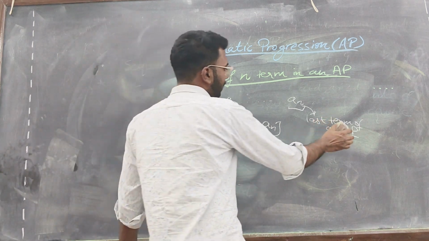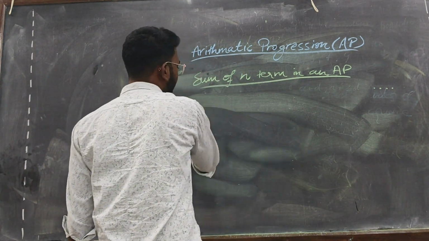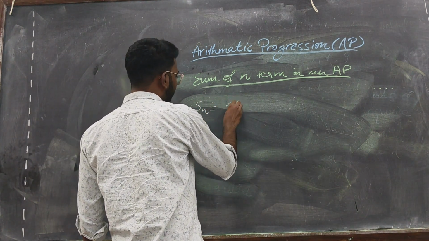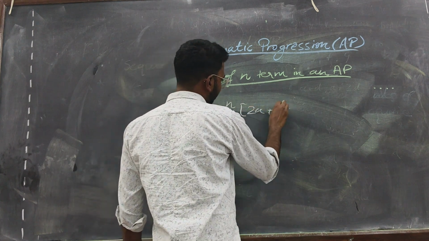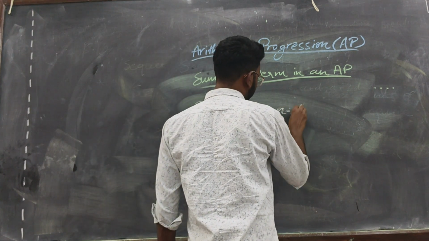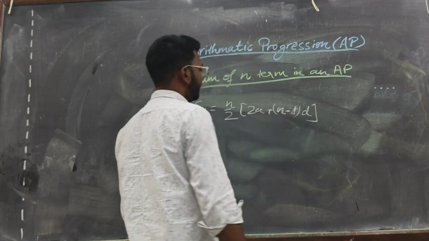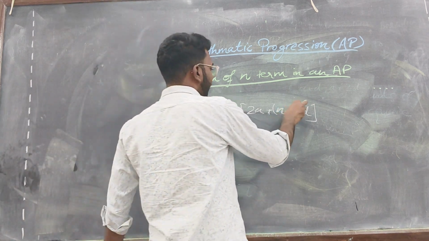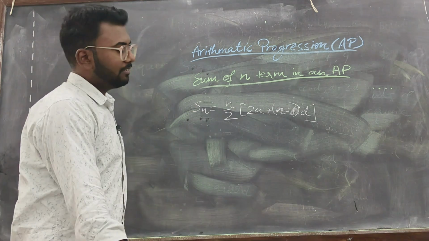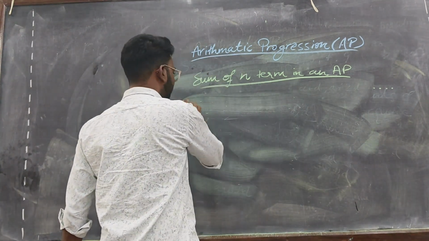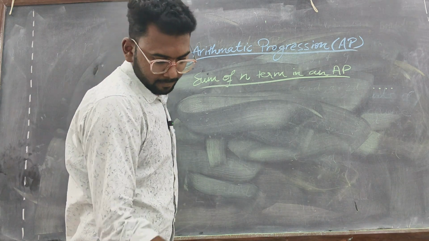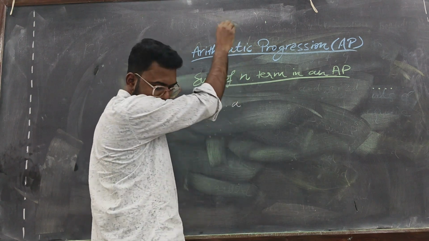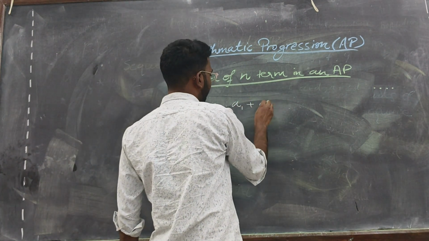Now we will see the other formula to calculate the sum of n terms of an AP: Sn equals n by 2 times 2a plus n minus 1 times d. So this is the formula to calculate the sum of n terms in an AP. How will we arrive at this formula? We can derive it. To derive this formula, let's assume that the sum of the AP is equal to A, the first term of the AP, A1 plus A1 plus D.